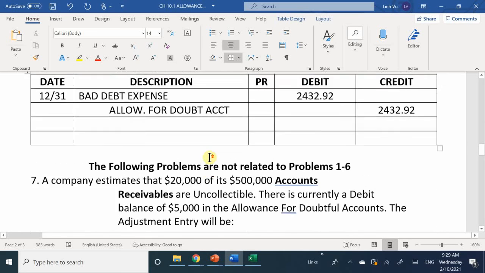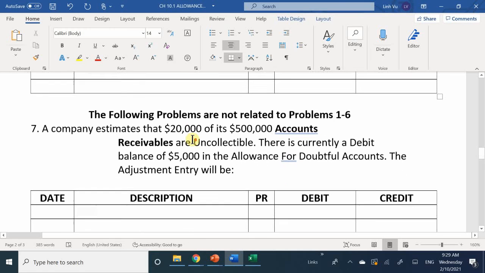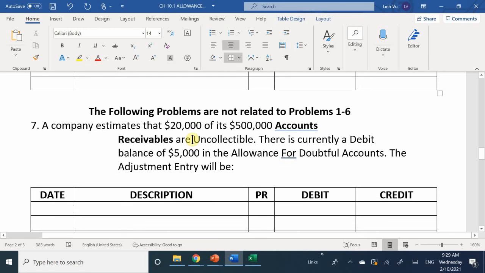All right, so let's go ahead and continue. Now, the next following questions are not going to be related to questions 1 through 6. So let's go ahead. Number 7, a company estimates that 20,000 of its 500,000 accounts receivable are uncollectible. Okay. There is currently a debit balance of $5,000 in the allowance for doubtful accounts. So how do we journalize this adjustment?